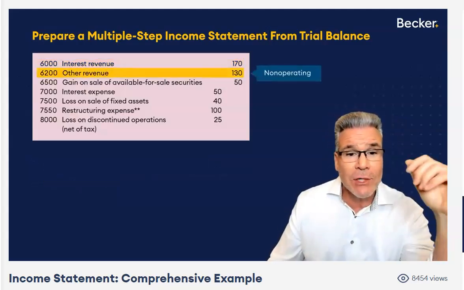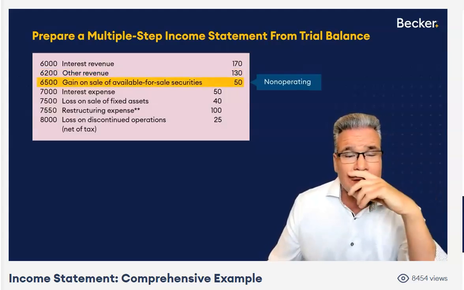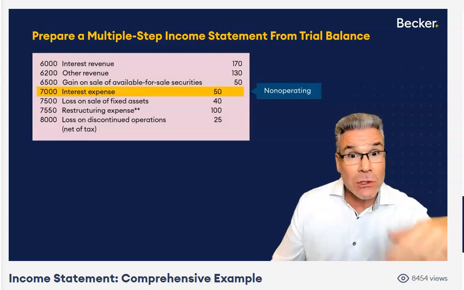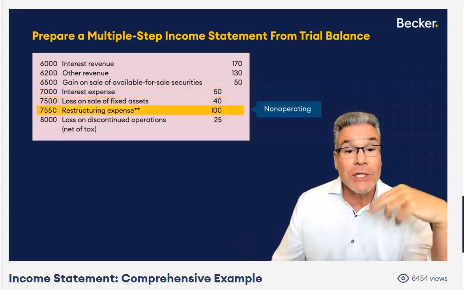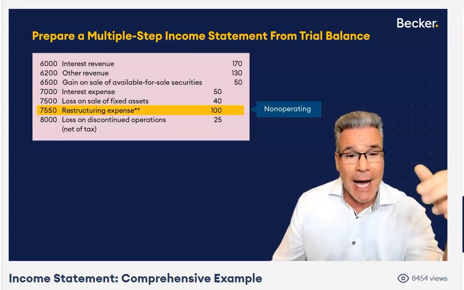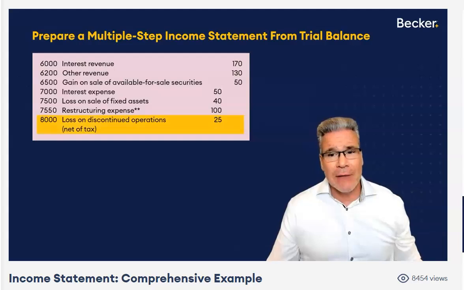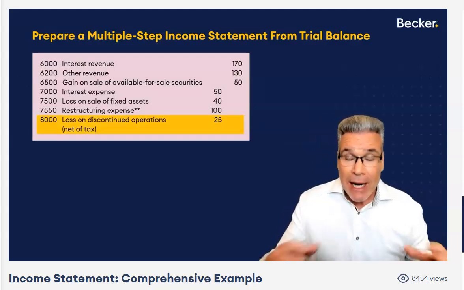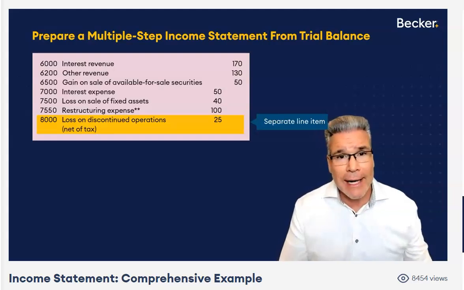Okay, we have other revenue. We have a gain on the sale of available for sale securities. That must be an investment. We have interest expense, loss on the sale of fixed assets, non-inventory. And then we have that restructuring, okay? So that's non-operating. The last item there is the 8,000 account, the discontinued operation. That goes by itself, a separate line item, net of tax, just before the net income, okay?